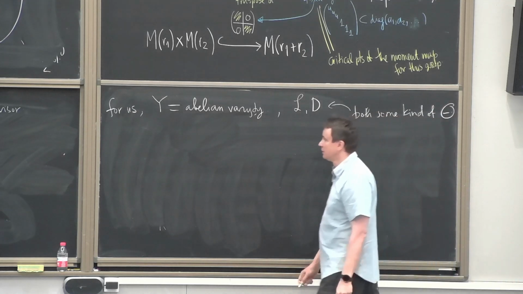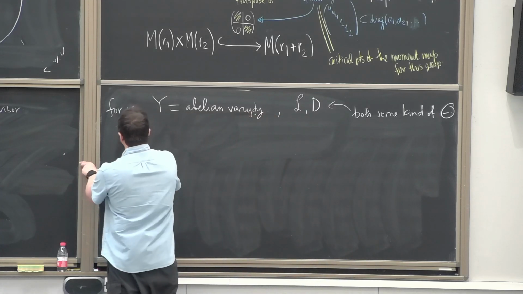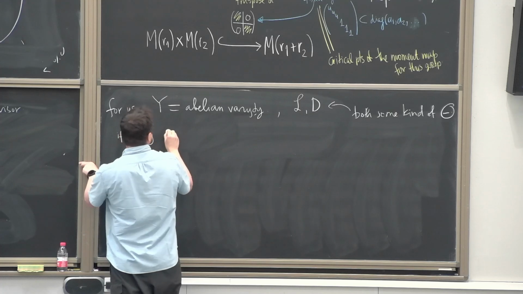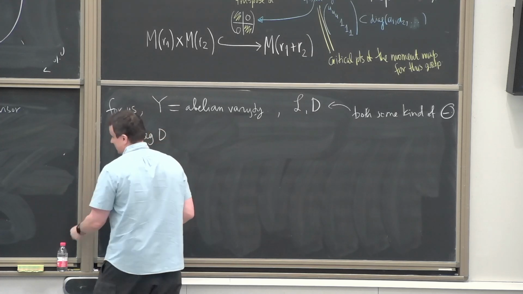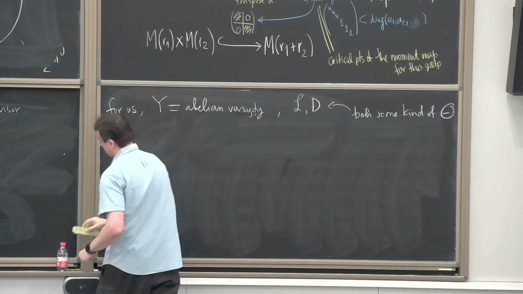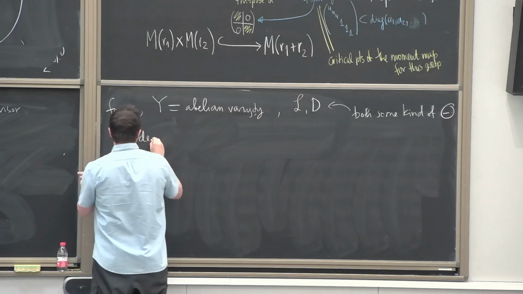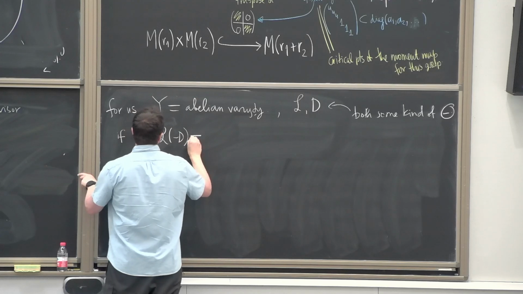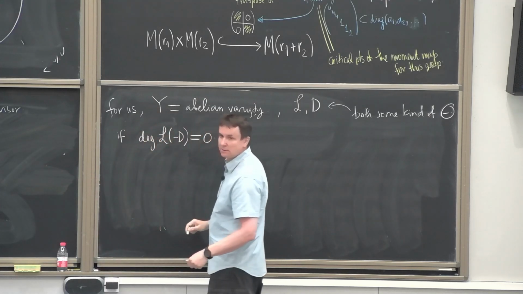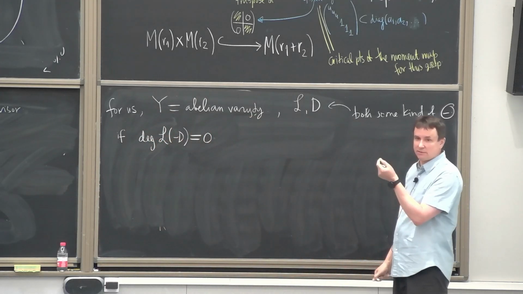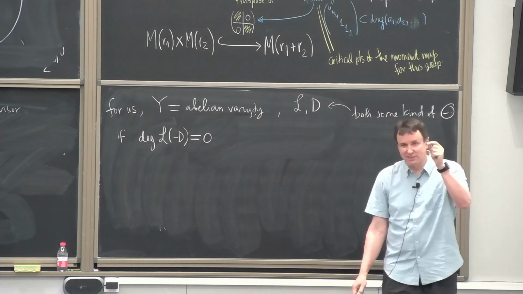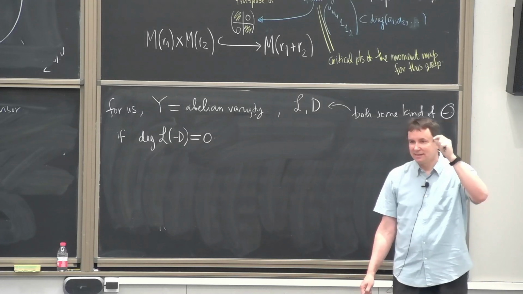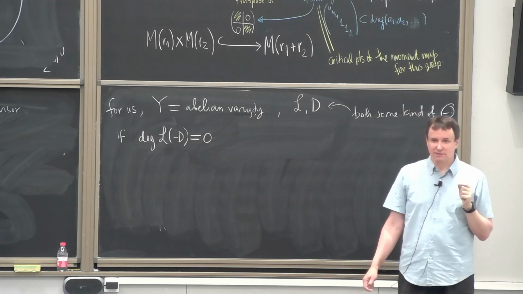What are we going to use? We're going to use that if the degree of D, or the degree of the line bundle. So what we would like is the degree of L minus D to be 0. If this line bundle has degree 0, which is not a numerical condition, it's a condition. So if it's a product of n elliptic curves, then it's like n choose 2 conditions.